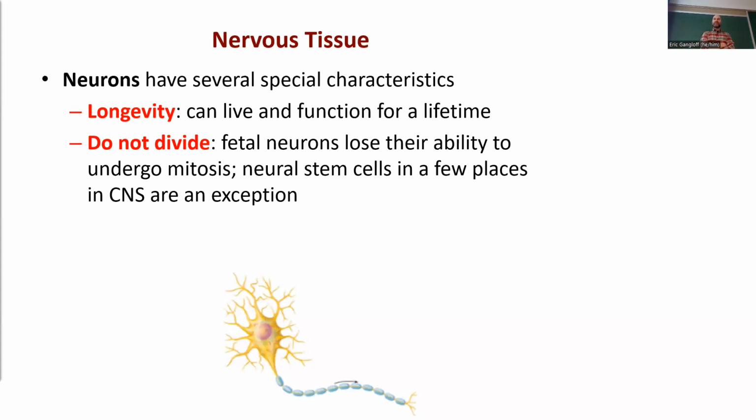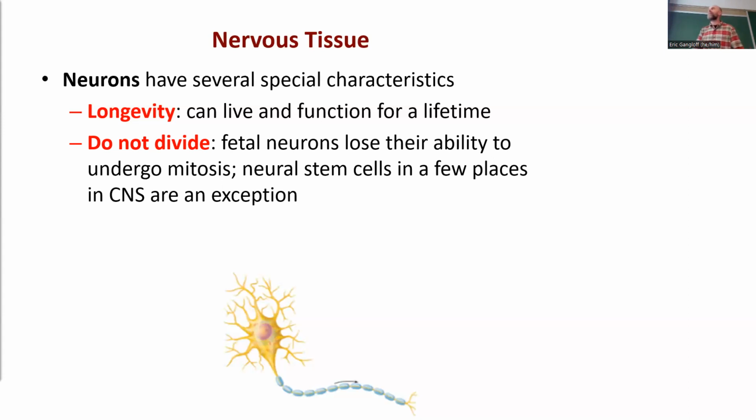There are a few exceptions. Your neural stem cells early in development are an exception, and a few other places in the central nervous system. For a long time, it was thought to be canon that these cells never divided. Researchers have recently learned that there are a few places where they do divide and form new cells, but generally speaking, they're not doing that.